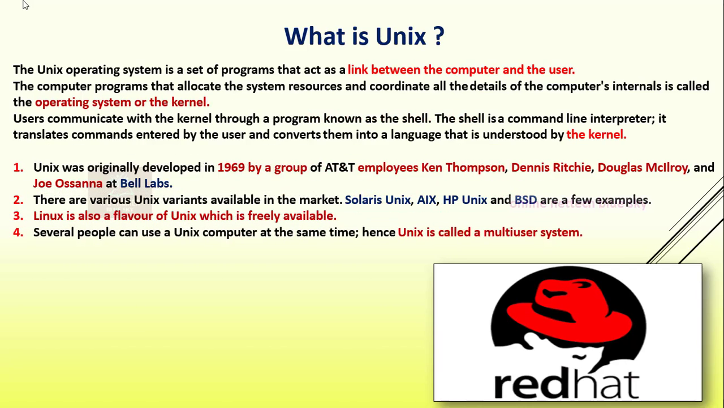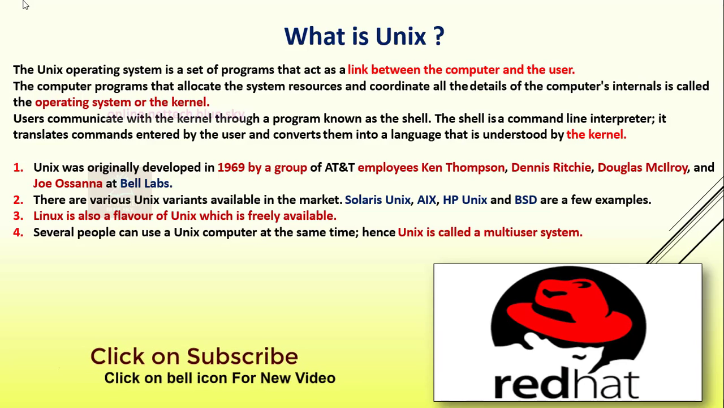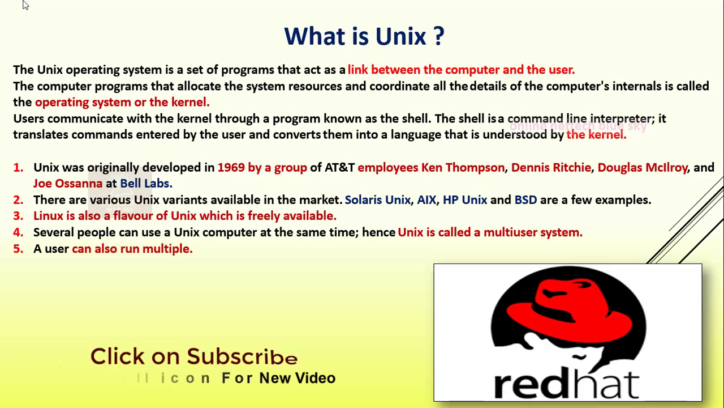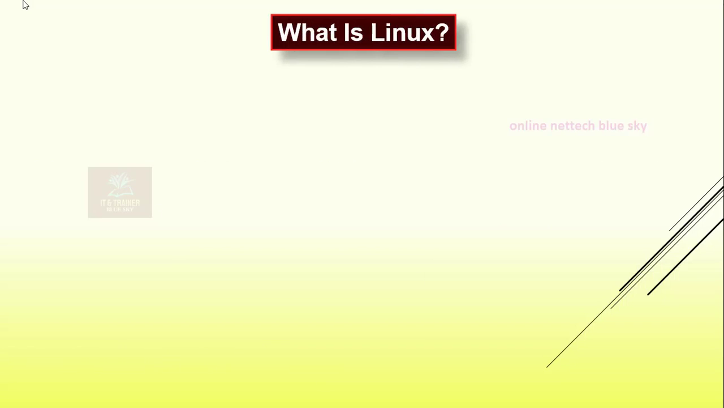Several people can use the computer at the same time. A lot of people use Unix at the same time, hence Unix is called a multi-user system. Fifth, a user can also run multiple programs at the same time. So this is Unix, and what is Linux?